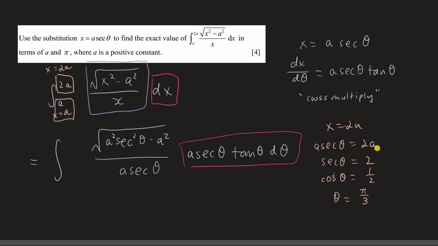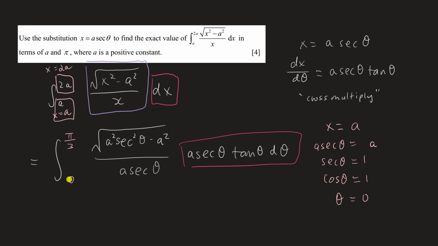Do not change the place where you took the 2a from, which is the upper bound. Just write pi over 3. Sometimes you'll get the lower number bigger than the upper number, and that's okay. Just put them in the same place where you found them. Next one, x equals a, right? So here a secant theta equals a. This is just 1. Cosine theta is just 1, so theta would be 0.